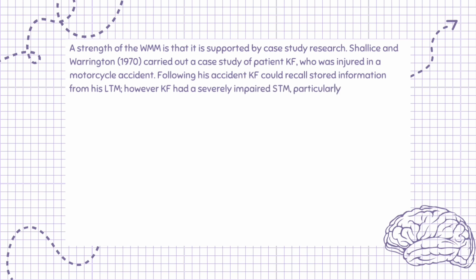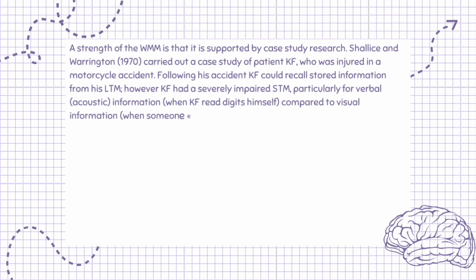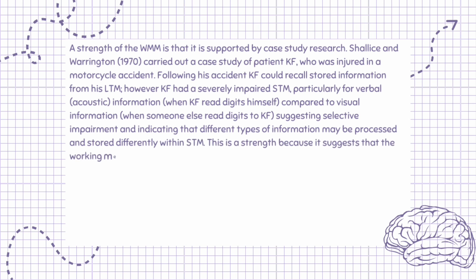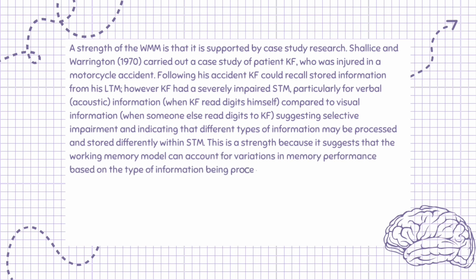However, KF had a severely impaired short-term memory, particularly for verbal, acoustic, information, when KF read digits himself, compared to visual information, when someone else read digits to KF, suggesting selective impairment and indicating that different types of information may be processed and stored differently within short-term memory. This is a strength because it suggests that the working memory model can account for variations in memory performance based on the type of information being processed.